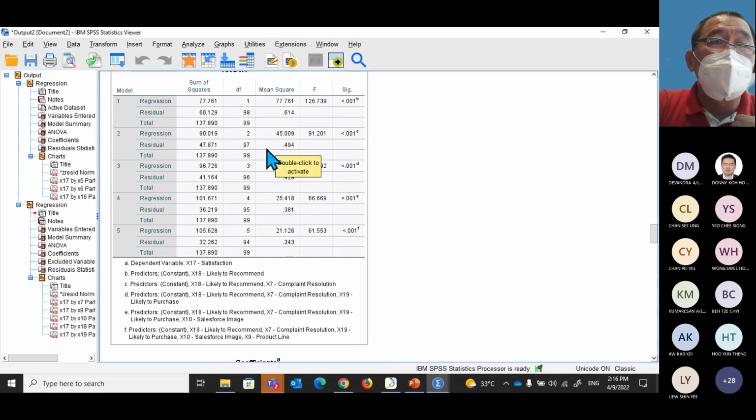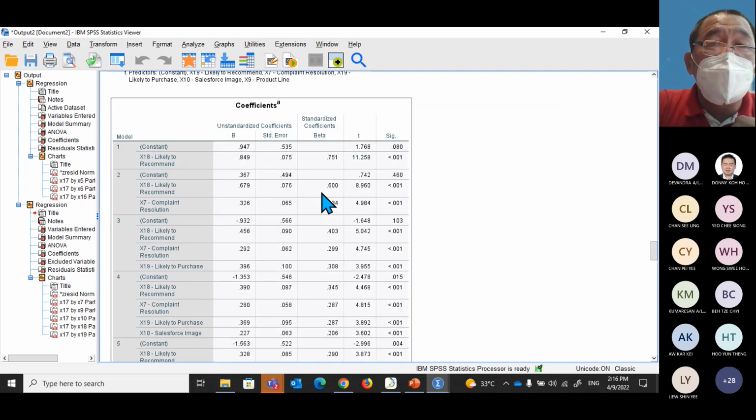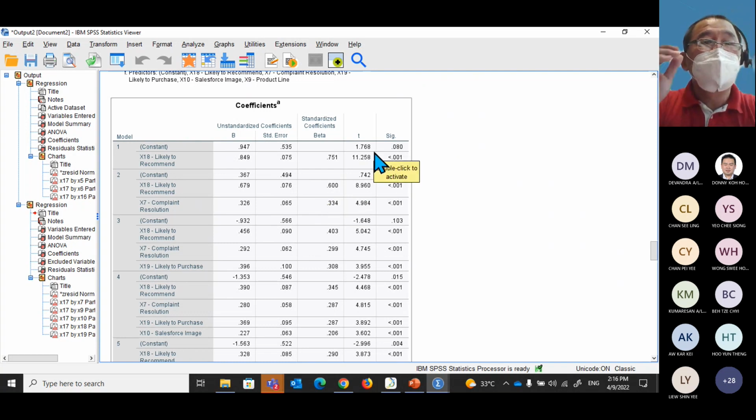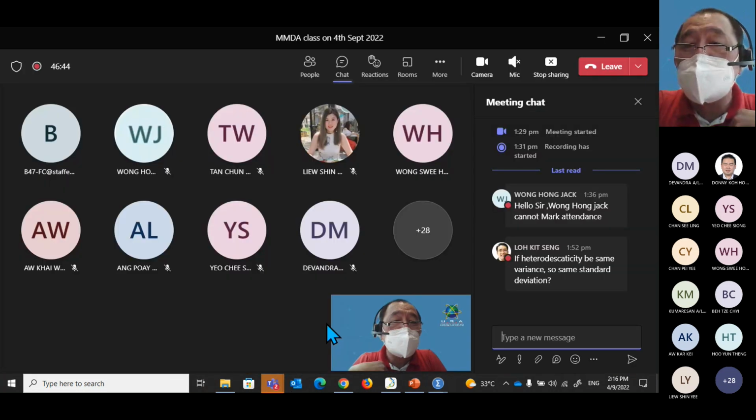So this is for the F test. ANOVA, therefore F test. Now for the t, it is also okay, less than 0.05. The constant is not too important, don't worry about this. Even if the constant is 0.46, it is not important. We only see the p-values for the independent variables.